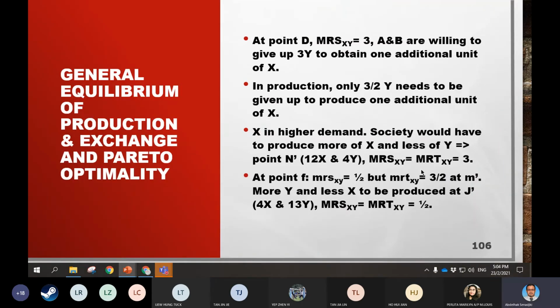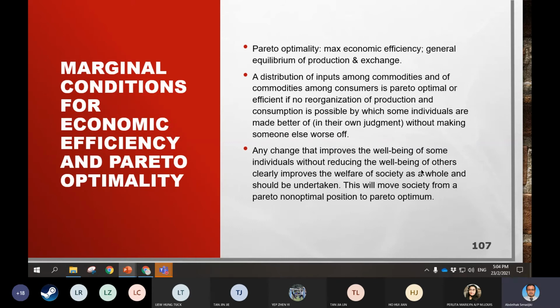So this is an explanation of what we have done. Now we talk about the marginal conditions for economic efficiency and Pareto optimality. Then after that, we go to the gain from trade. Pareto optimality means the maximum economic efficiency and general equilibrium of production and exchange.